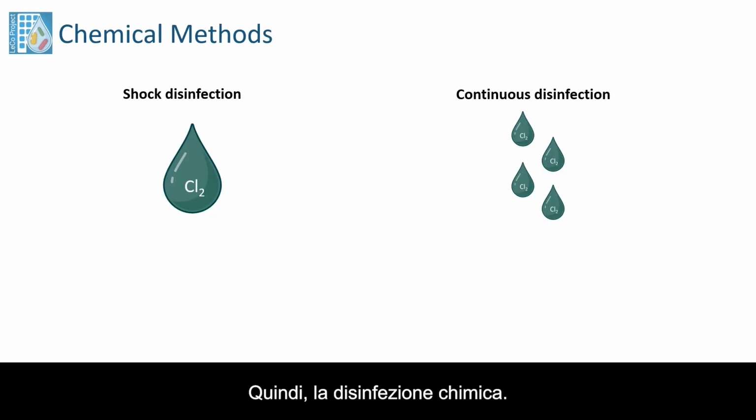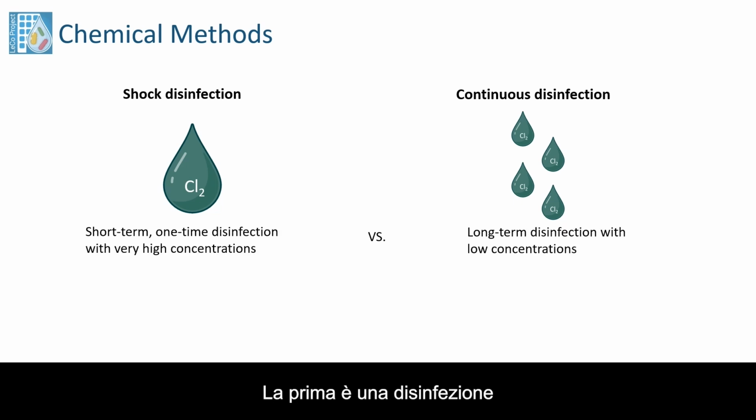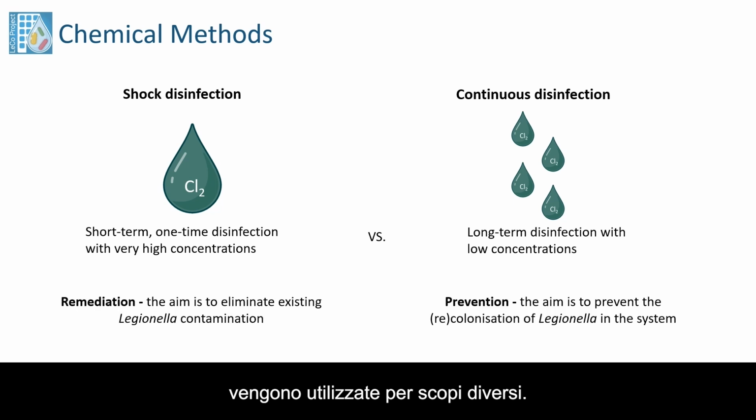So, chemical disinfection methods. There is mainly shock disinfection and continuous disinfection. The first one is a short-term, one-time disinfection with a very high concentration, and the other one is a long-term disinfection with low concentration. Because of these differences, they are also used for different purposes: one is used for remediation and the other for prevention. So let's have a deeper look at them.